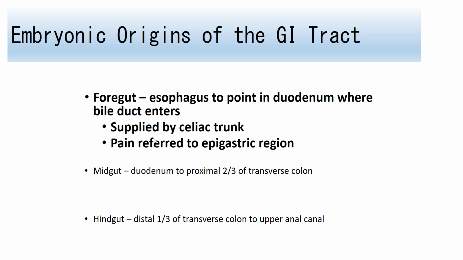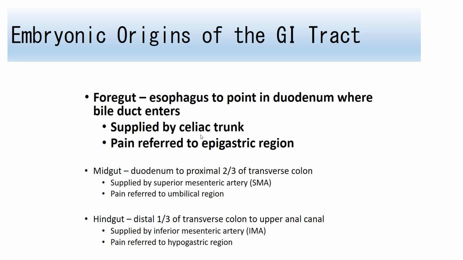The foregut is, as I've already mentioned, supplied by the celiac trunk, and what I haven't mentioned yet is that pain is referred to the epigastric region. The midgut is supplied by the SMA, aka superior mesenteric artery, and pain is referred to the region around your belly button. And the hindgut is going to be supplied by the inferior mesenteric artery, aka IMA, and pain is referred to the hypogastric region, which is the region below your tummy region, so to say.